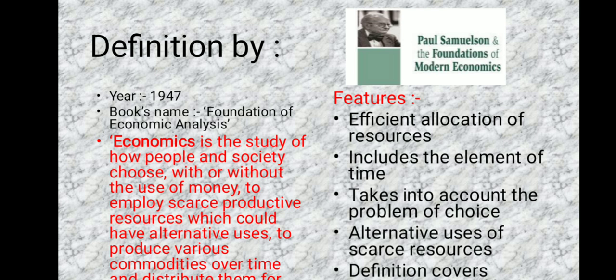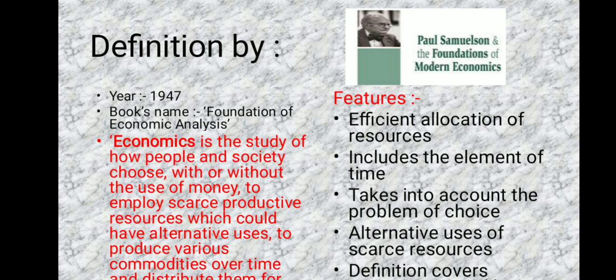The definition is: economics is a study of how people and society end up choosing, with or without the use of money, to employ the scarce productive resources that could have alternative uses to produce various commodities over time and distributing them for consumption now or in the future among the various persons in the society. It analyzes the costs and the benefits of improving the pattern of resource allocation.